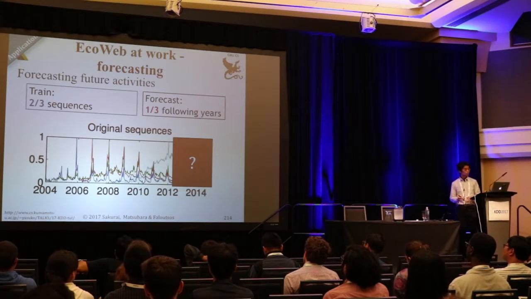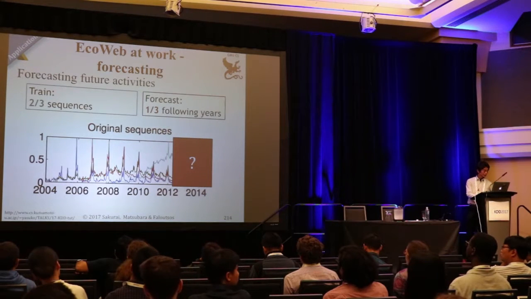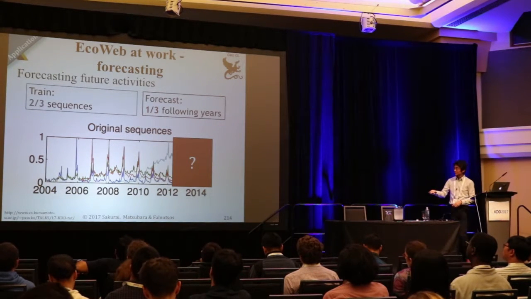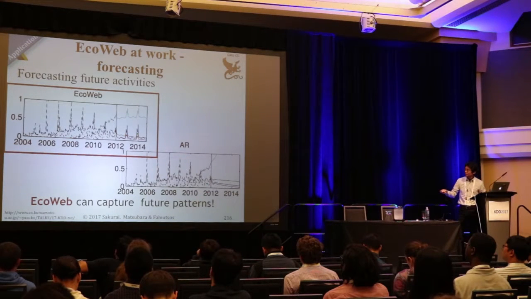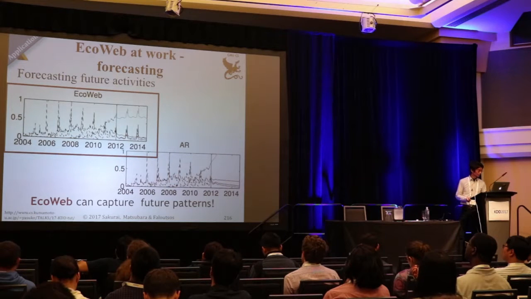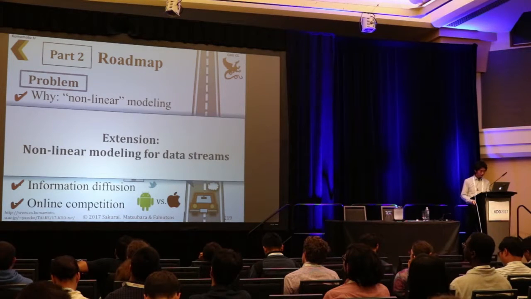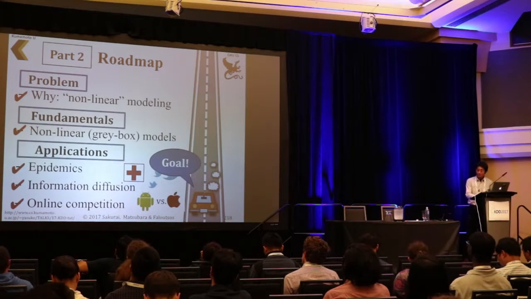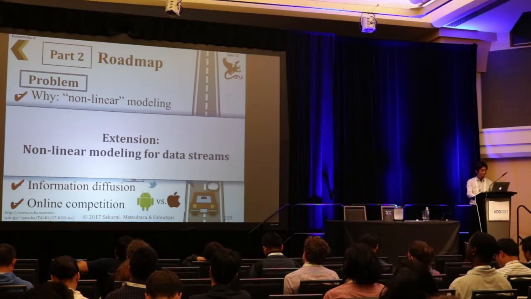And by using such a model, we can forecast future data. Given that we train on these sequences, we can forecast the rest of them. This method uses a nonlinear equation, which is better than linear modeling, okay? Like this. And yeah, sorry. So everything is done, but let me explain an extension: nonlinear modeling for data streams.